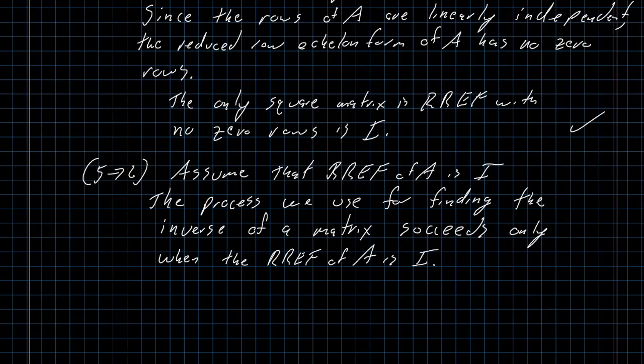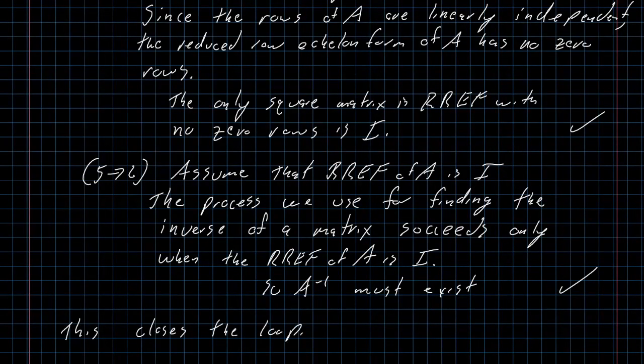Right? The process we use for finding the inverse of a matrix succeeds only when the reduced row echelon form of A is I. So A inverse must exist. All right. And that closes our loop. Again, I know that I didn't include every statement in the fundamental theorem. I think this took long enough just with the ones we did. We could extend that out and add some more.